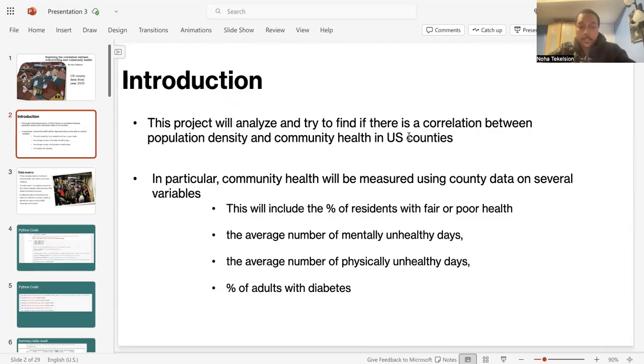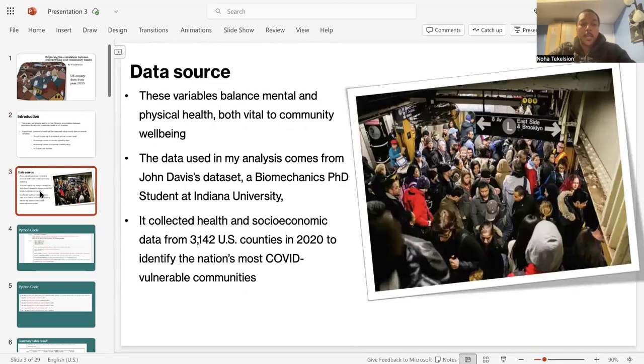As an introduction, I already spoke about the variables that I'm interested in. The response variable is going to be the percent of residents with fair or poor health, which I'll explain in a bit. The average number of mentally unhealthy days. I don't know, this presentation will be a little bit long, so I don't know if I'll get to the rest of the response variables. And the data source I said again was from John Davis.